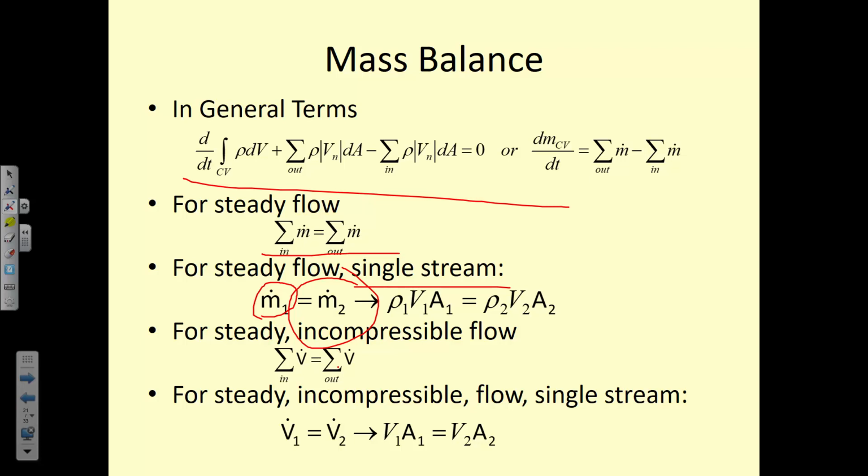And if it's incompressible flow, then the volumetric flow rates are also equal. The mass flow rate is equal to the density times the velocity times the cross-sectional area. And if our flow is incompressible, that means that our density at the inlet is going to be the same as the density at the outlet. So we can say that these two volumetric flow rates are also equal. So if it's steady, incompressible flow, single stream, then the velocity times the cross-sectional area of the inlet is equal to the velocity times the cross-sectional area of the outlet.